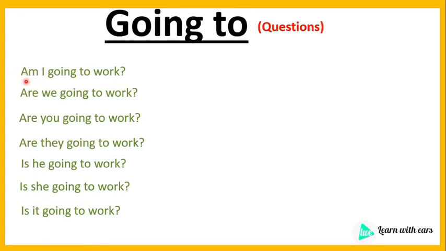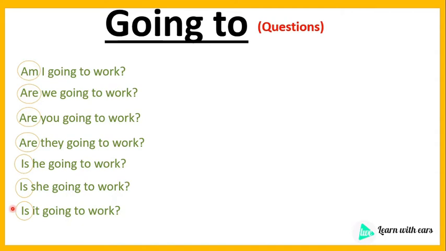Okay, am, are, is, right? Why did we use am? Because here we have I. With I we use am. I am. But to make a question, first we use am, then I. Here again, we use first are, then we. It means first the helping verb, then the subject. Remember, to make questions, we use helping verbs first. After that, subjects. Also, the first letter of the sentence should be capital.